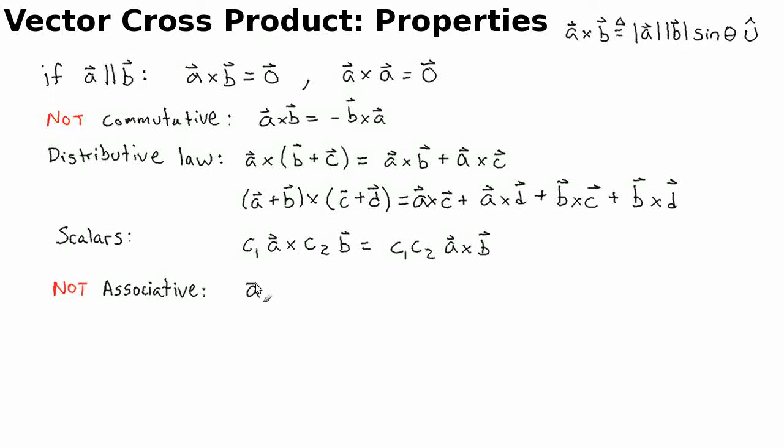The cross product is not associative, which means that the order of operations matters. So for example, A cross the quantity B cross C is not equal to A cross B crossed with C.